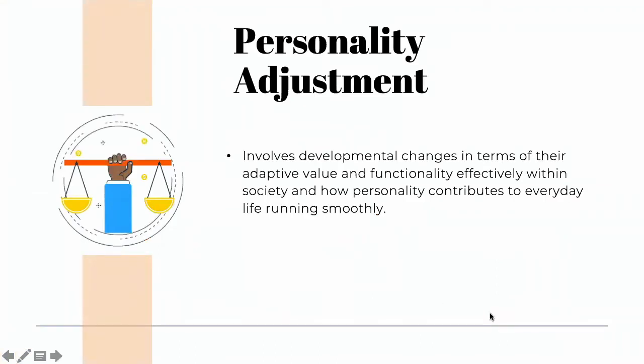So one of the theories and ideas that support changing in personality is personality adjustment, which involves the developmental changes in terms of their adaptive value and functionality effectively within society, and how personality contributes to everyday life running smoothly. So let's say that you generally have a personality that's more introverted, but you're in a job that requires you to speak to people that you don't know and be more outgoing in order to perform well at that job. So you might make a slight personality adjustment in order to effectively maneuver through that job and be successful.